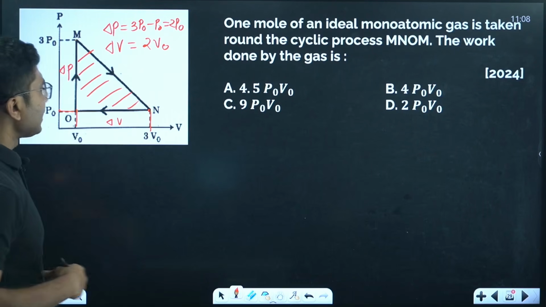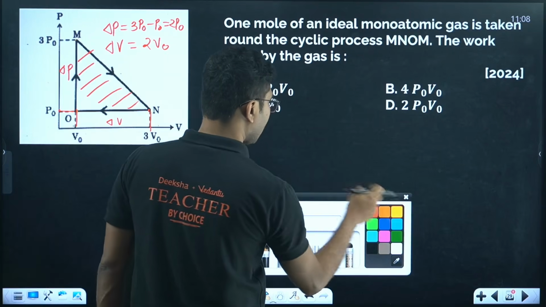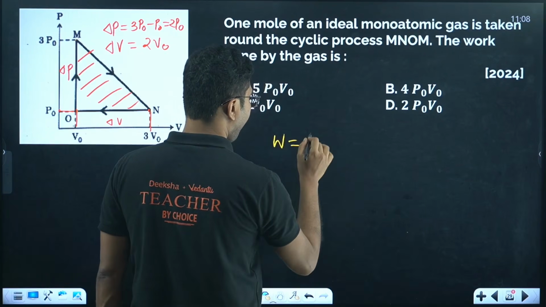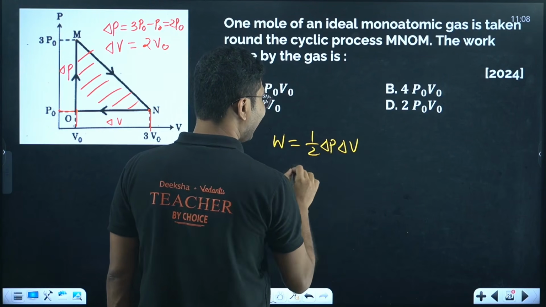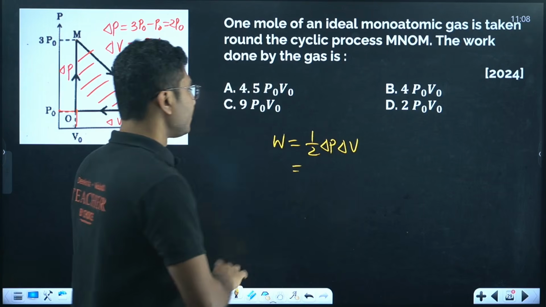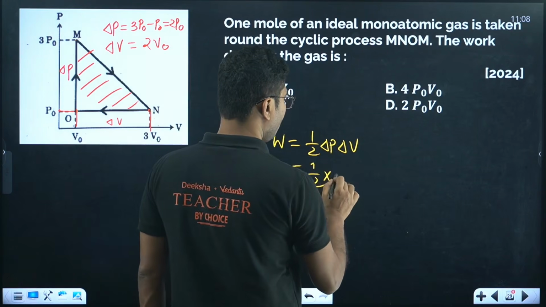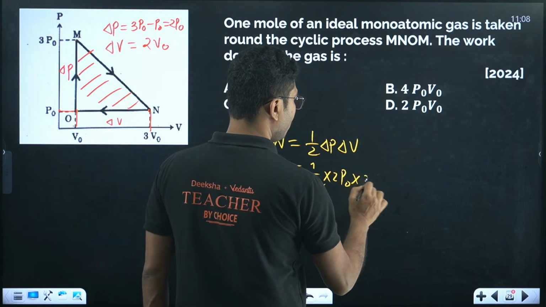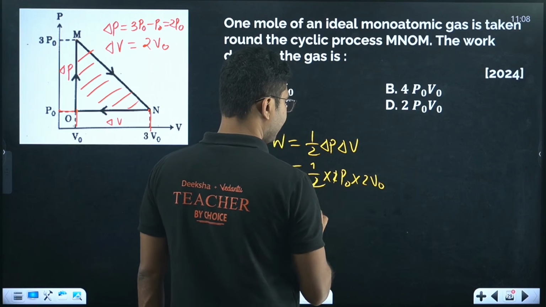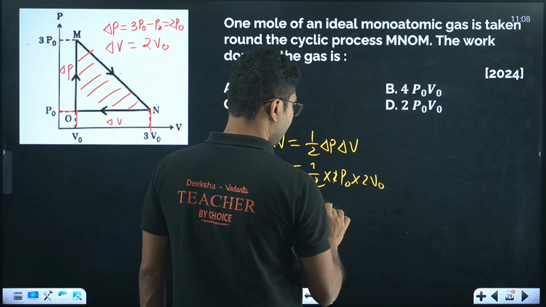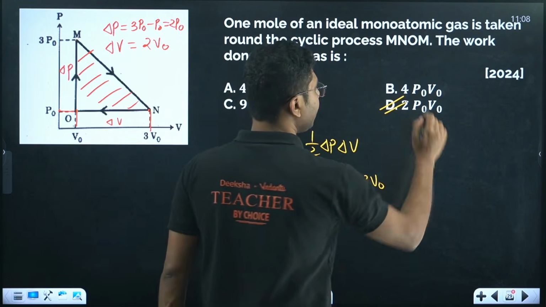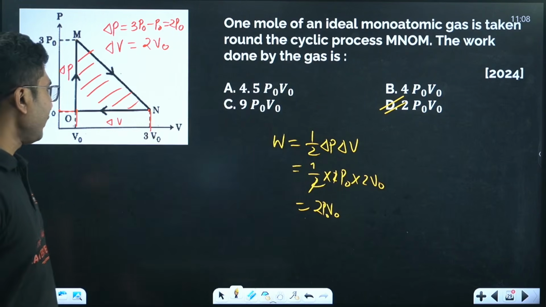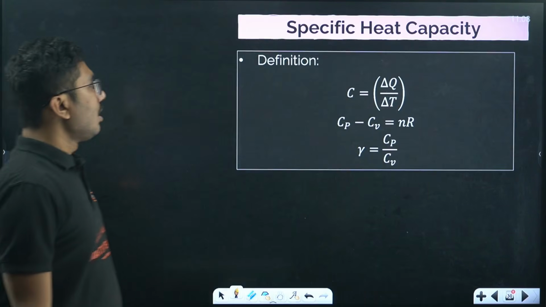Okay, now what is the work done? It's very simple. Work done is given by half delta P delta V, that is area under the graph, right? So half into 2 P naught into 2 V naught, one of the two is cancelled, so it will be 2 P naught V naught. Option D is correct answer. Okay, now let's move on.